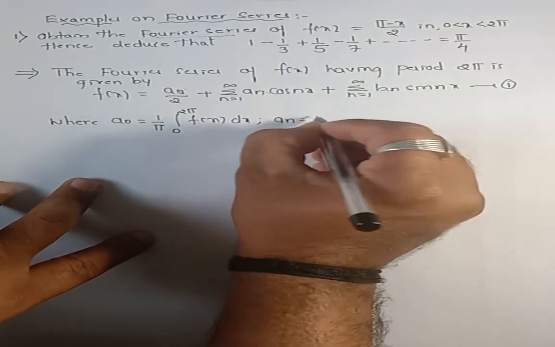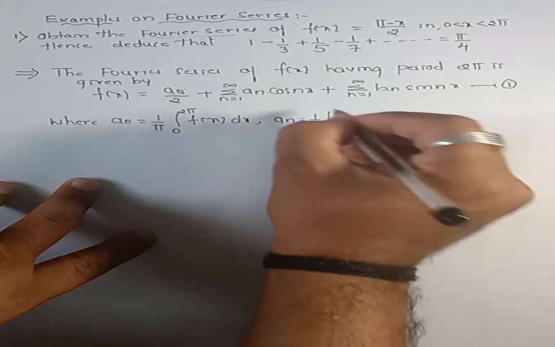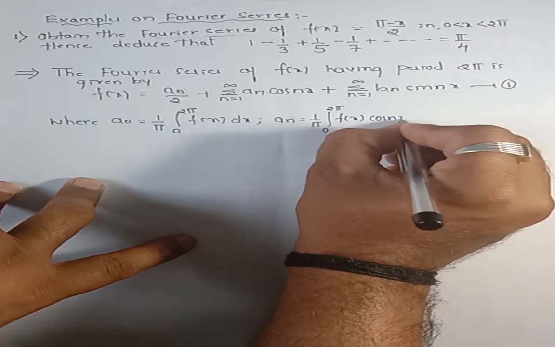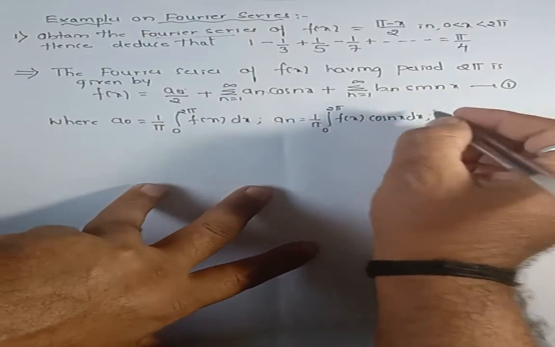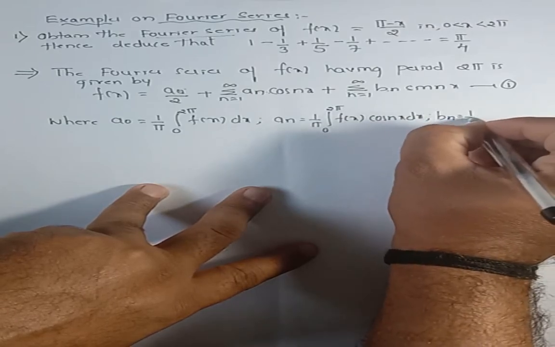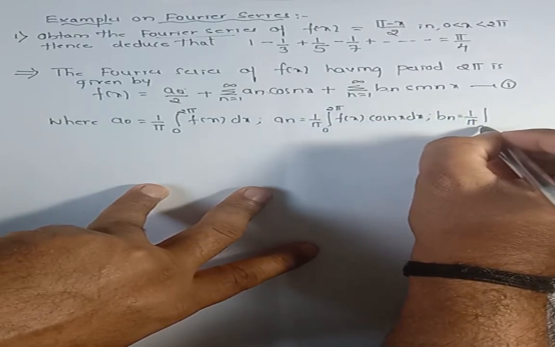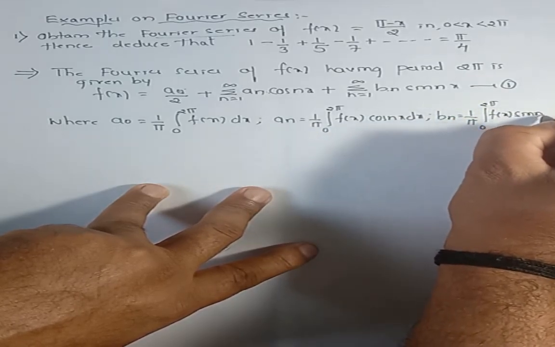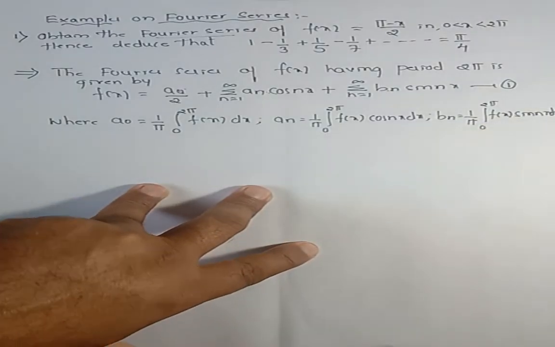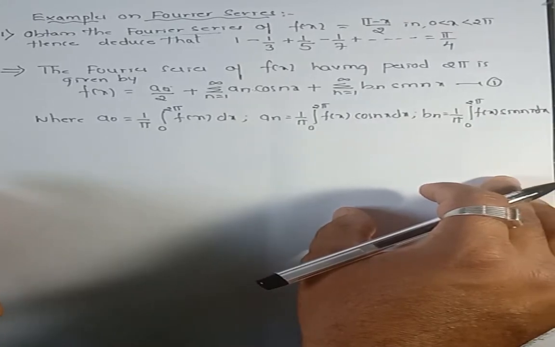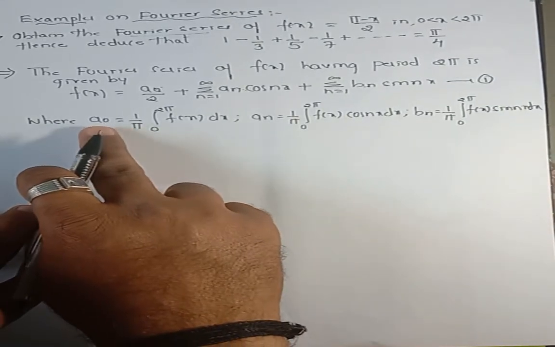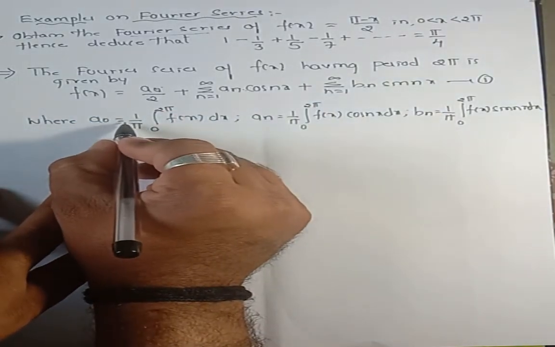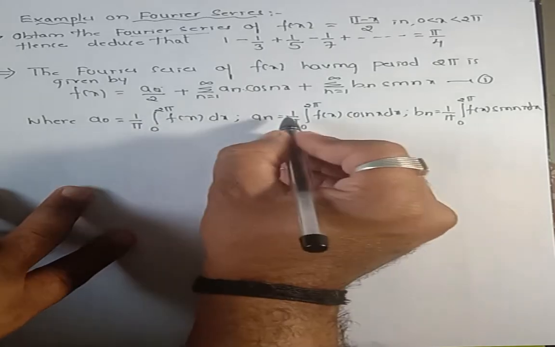Similarly, an is equal to 1 divided by pi integration 0 to 2 pi f of x into cos nx with respect to dx. Similarly, bn is equal to 1 divided by pi integration 0 to 2 pi f of x into sin nx with respect to dx. So these are the formulas for a0, an, bn. These are known as Fourier constants. Now let me start to find a0, an, bn.